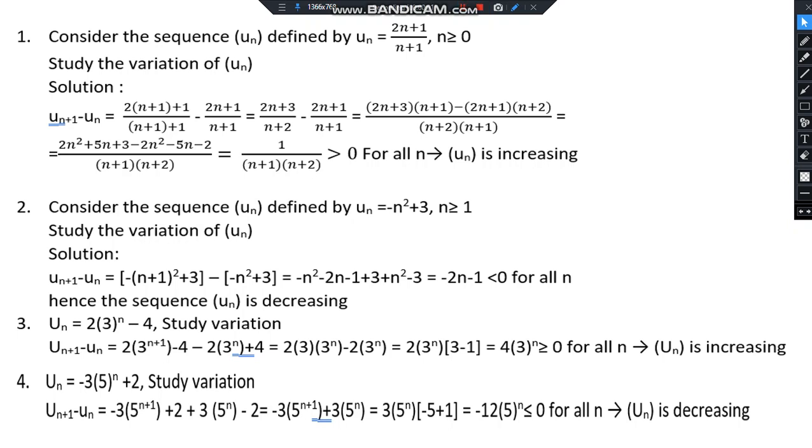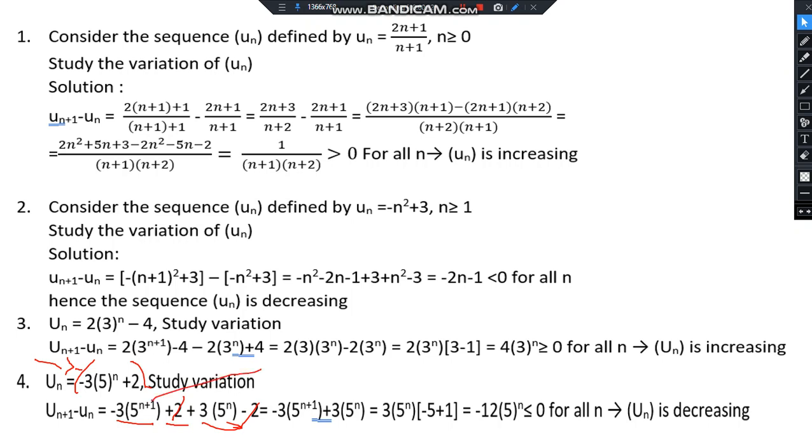So I'm going to continue this example here. You have un = 3 - 5n. So un+1 - un is -3 into 5^(n+1) + 2, and then minus this whole one. Minus times minus will be plus, so -2. The 2 and -2 cancel out.